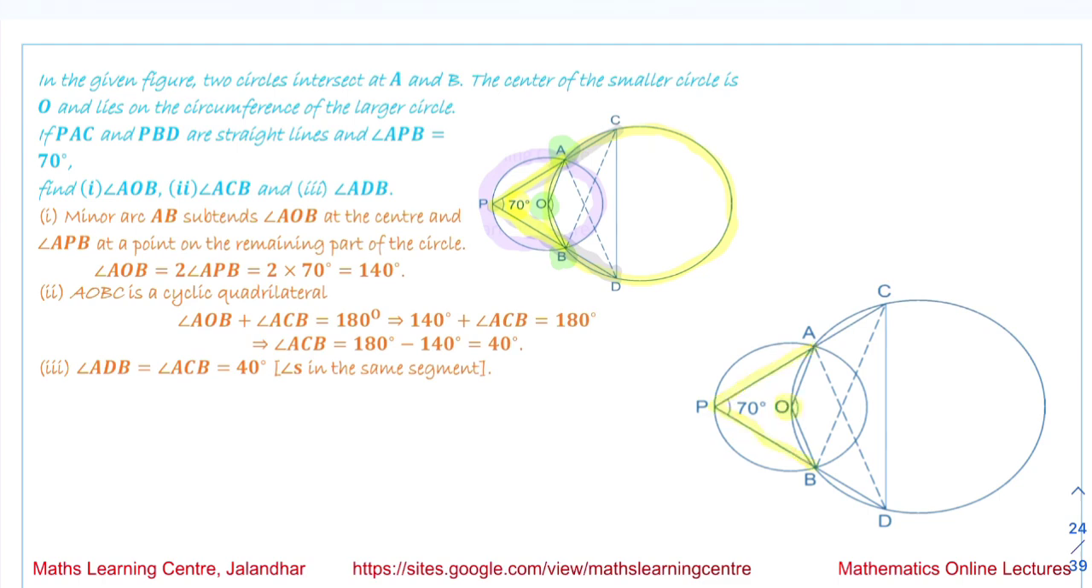O is the center, we are talking about this smaller circle over here. Now in this circle, this is the center and this is the angle on the circle. So look at this arc AB over here. Corresponding to this arc, this is the angle at the center. So its value will be double of this angle. So that will be 140 degrees.